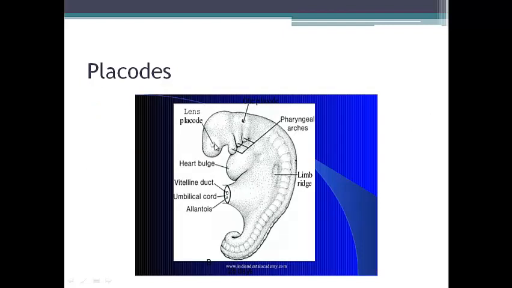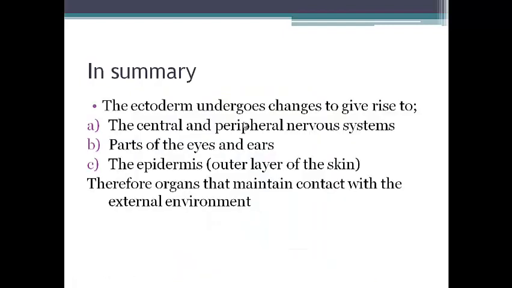Just a quick look here. This is where the lens placode is, so obviously it's the region of the future eye. And then over here you have another ectodermal thickening, which is going to become the future ear. So in summary, the changes that happen in the ectoderm are going to give the central and peripheral nervous systems, which we saw with formation of the neural tube. They give me parts of the eyes, the lens, and parts of the ears.